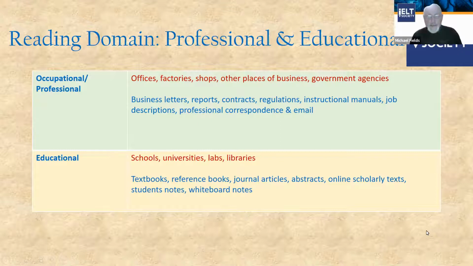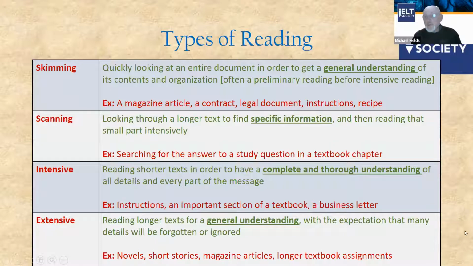All right, let's go ahead. And I think someone referred to this already, so let's just quickly look at types of reading: skimming, scanning, intensive and extensive reading. For those of you who may not be familiar, I just want to go over these ideas really quickly. So skimming refers to looking at an entire document in order to get a general understanding of its contents, right? When might we skim? We might skim a magazine article or a contract or a recipe, right?